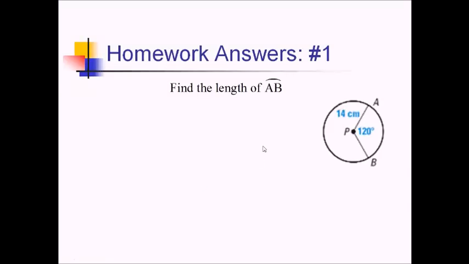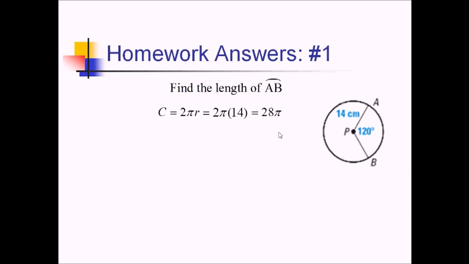For number one, we're given the radius of a circle and a central angle, and we want to know the length of arc AB. Well, to find this arc length, we need to know the whole circumference of the circle. So let's start with 2 pi r for the circumference. That's 2 pi times 14, which we'll just simplify to 28 pi for now.